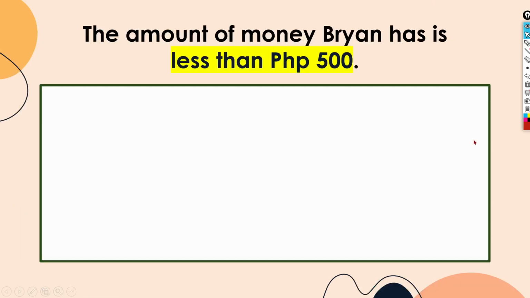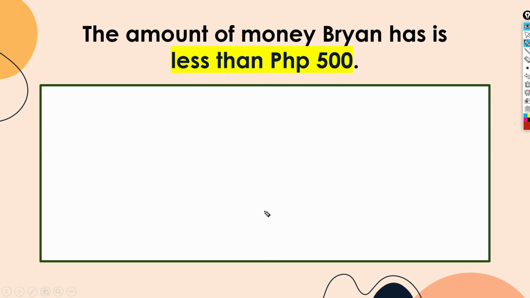Number 1. Again, try to pause first the video when you see a question, answer by yourself, and then hit play when you have an answer. Tulad dito, the amount of money Brian has is less than 500. Pause muna, then write your answer. Okay, nung pinlay mo, dapat ang sagot mo dito, if the amount of money, let's say we call it M, that Brian has, is represented by that variable, then we say it's less than, we use this symbol, 500.